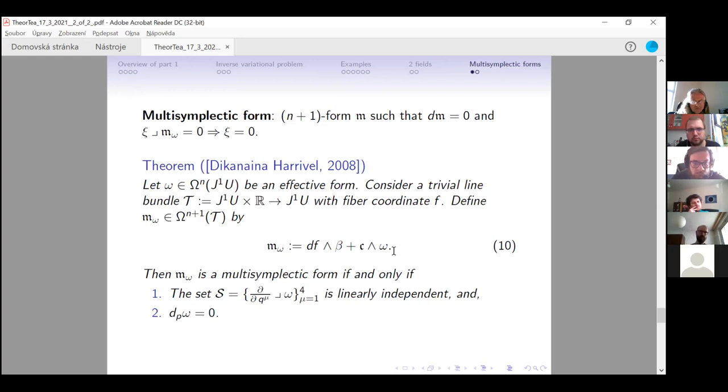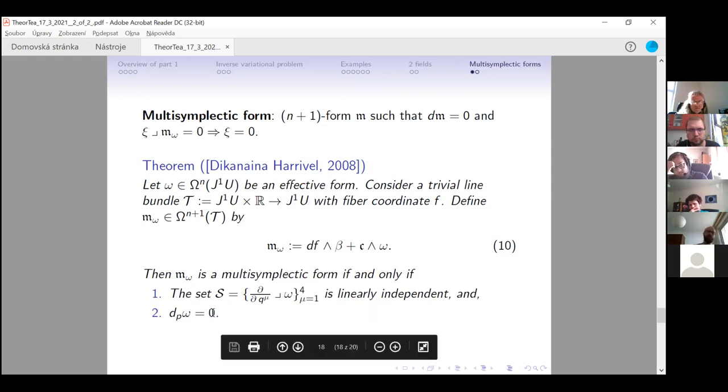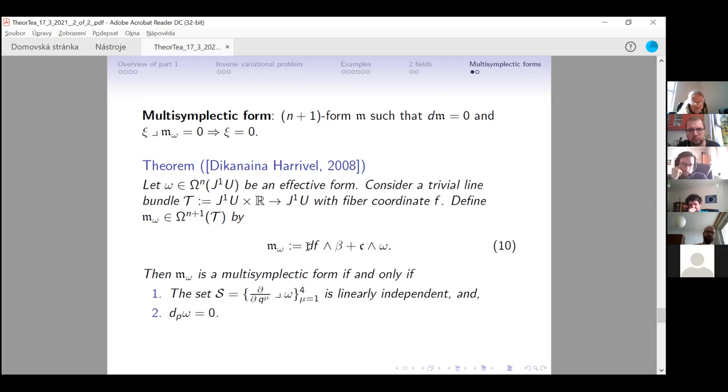This theorem gives you a multisymplectic form in the arbitrary case. Once you are able to represent the equation by a differential form, you can always compute the effective part. And if two conditions are satisfied, then you are able to construct a multisymplectic form, and it is of this type, over J1U times R, the trivial line bundle over J1U.